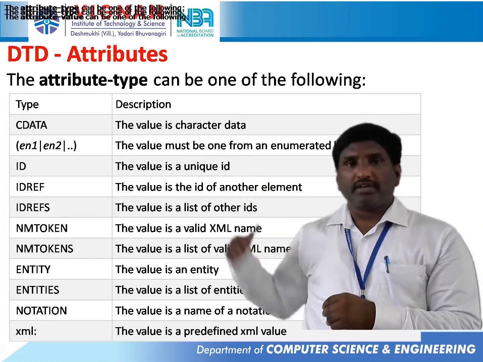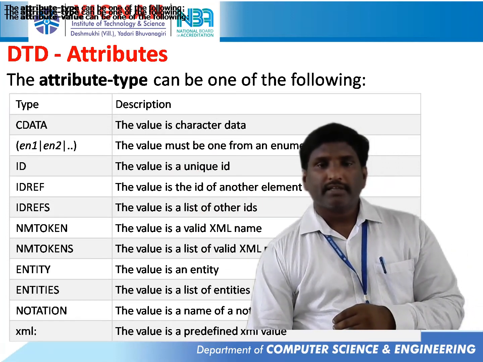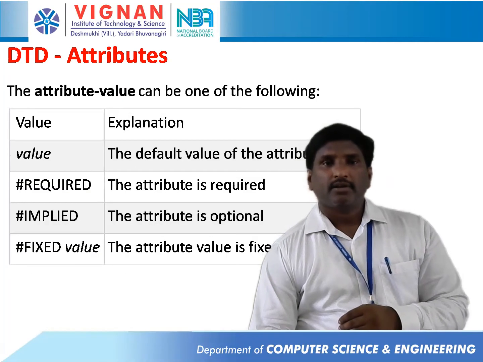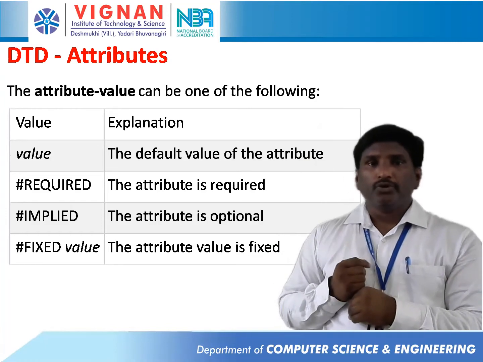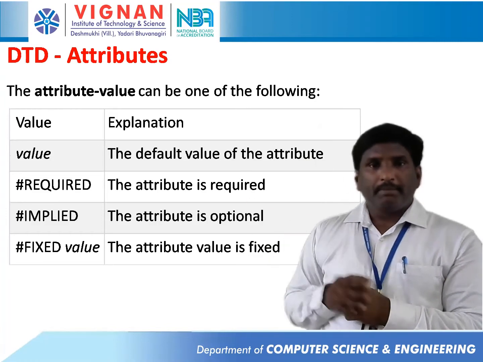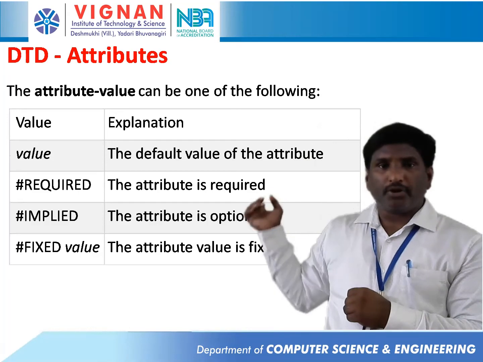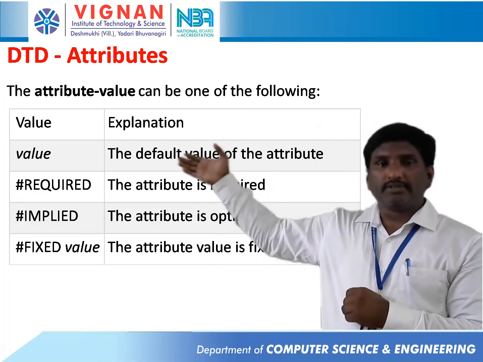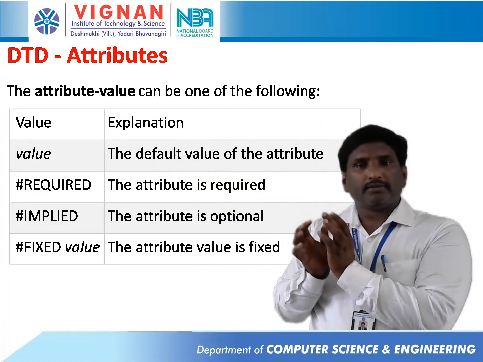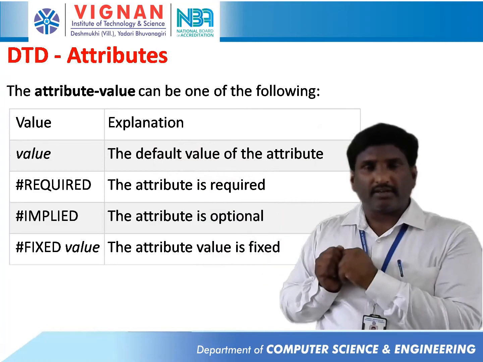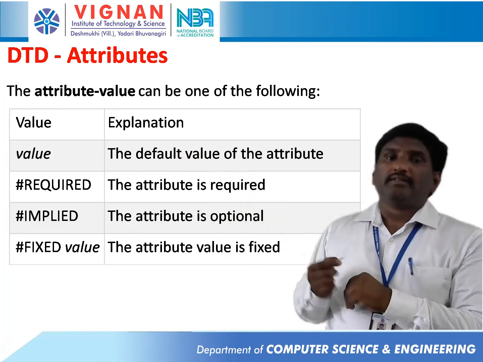In that way, we can specify any attribute type for the attribute by using the attribute list. Sometimes the attribute value we should specify, that may be mandatory, that may be optional. So for that, there are four possibilities. Value is the default value of the attribute. If you specify a value, suppose check, that will be the default. And if you use #REQUIRED, the attribute is required.